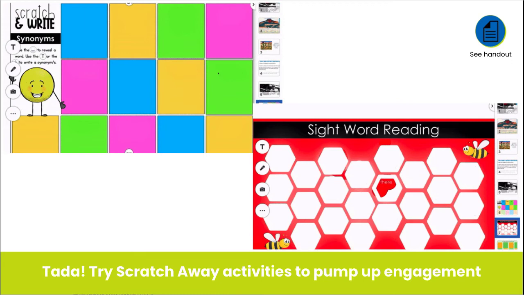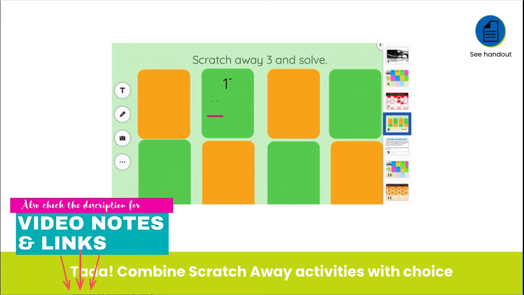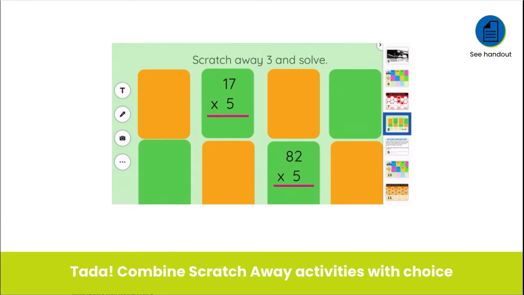Who doesn't love scratching away lottery tickets? Another way to engage learners is with a scratch away activity in Seesaw. You create your hidden content where students use the eraser to scratch away to reveal. Check out this math activity. You can see instructions on how to create your own scratch away activity on the linked handout in the description. I'll also show you how to do it here in this video.